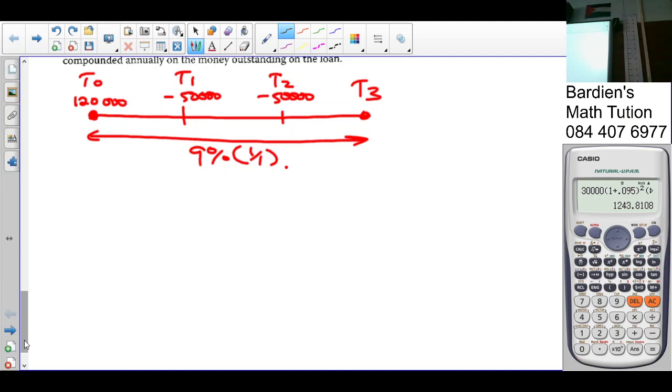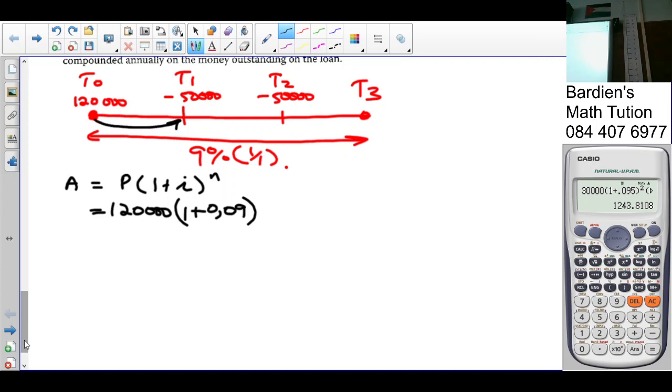So the first one, which formula do I use? I always write down the formula. A is equal to P into 1 plus i to the exponent n. Why that formula? Compounding. Not so? So it's going to be 120,000 into 1 plus 0,09 to the exponent... how many years is this for? 1 year.